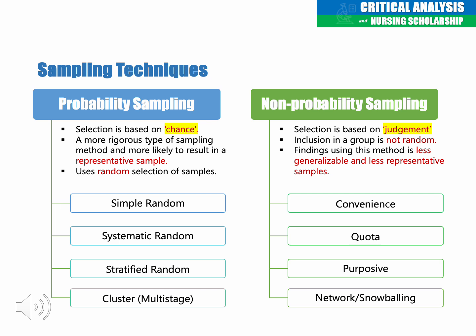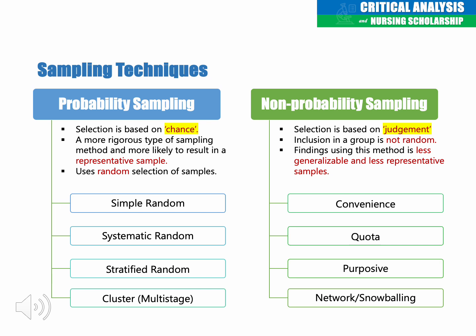Now, this type of sampling design is much easier and faster when compared to probability sampling, but the downside is that you cannot generalize the results to all nursing students because your sample may not represent the broader population. We're going to discuss in detail these different types of probability and non-probability sampling in the next few slides.